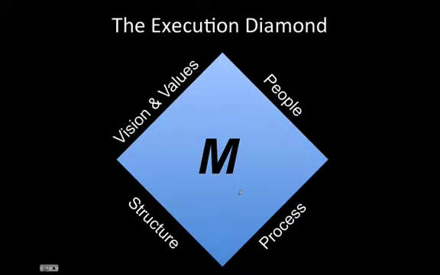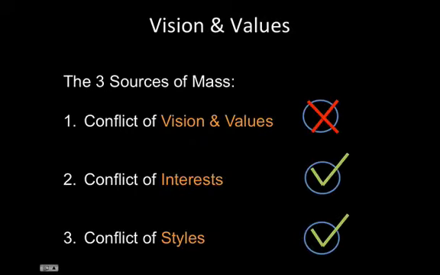Then it's possible to apply a force of change, like a decision, and quickly get the organization to do something new. Now, I want to go through all four sides of the execution diamond so you have a sense for what you need to align and why it's so important. The first side of the execution diamond is called vision and values, and you really need to have aligned vision and values. The reason why is there are basically three sources of mass, or three sources of resistance to change in your organization. The first and most deadly is a conflict of vision and values. The reason it's most deadly is that a conflict of vision and values is non-negotiable.